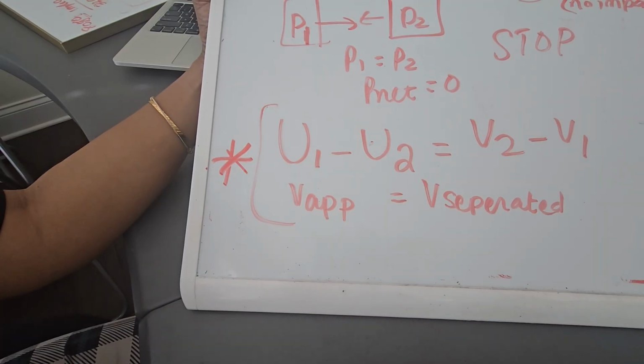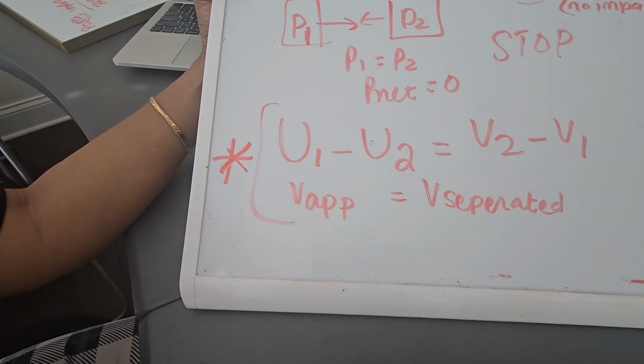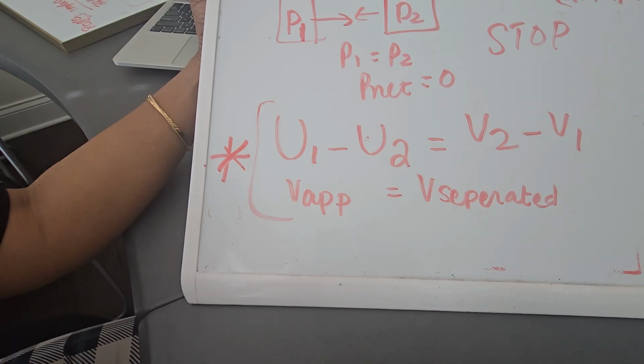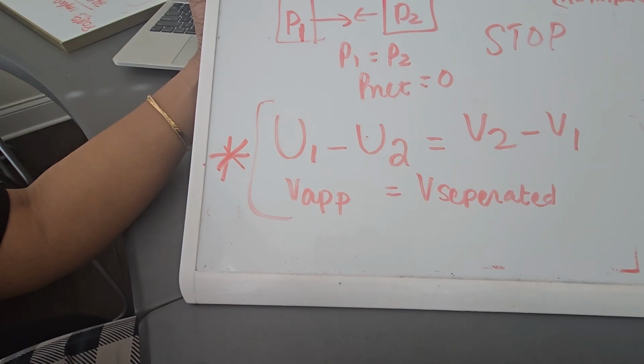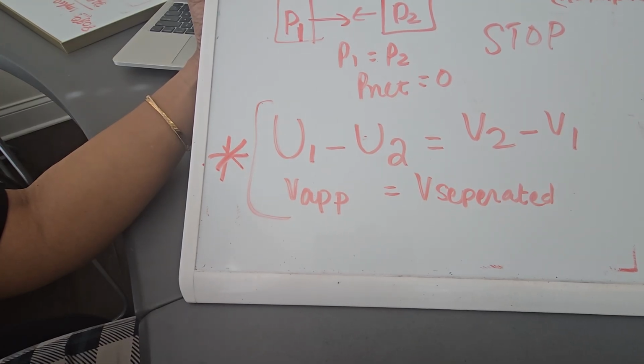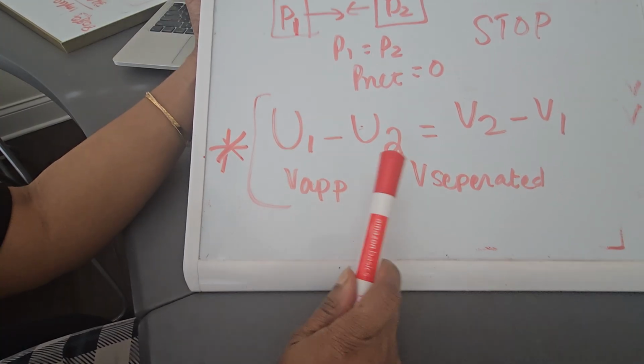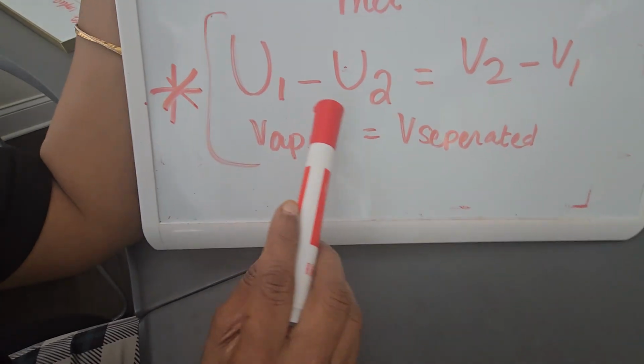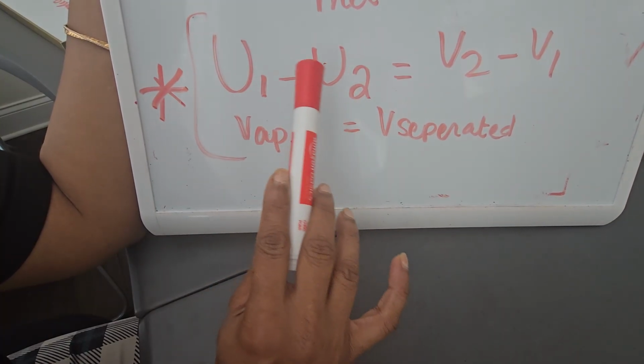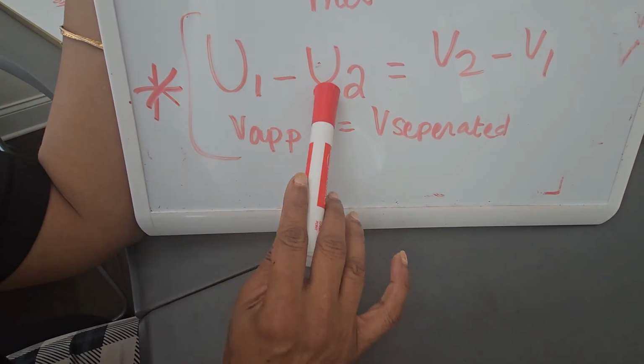Sometimes when you're writing the momentum equation, you will have two unknowns, V1 final and V2 final. In that case, you're going to use this relation, where U1 minus U2 will be given from the problem, which means you know your initial velocities.